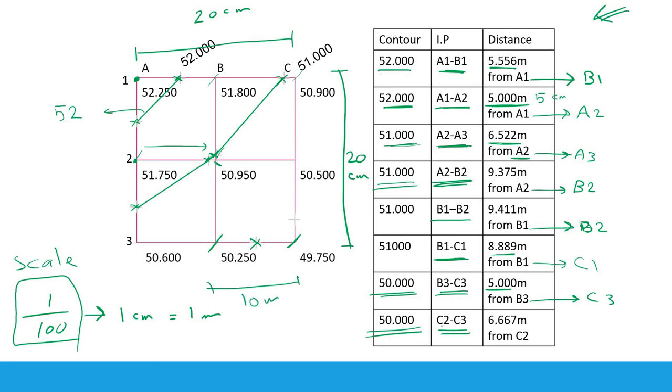And finally between C2 and C3 we need to measure 6.667 from C2 to C3, and this is the point, and we are going to join them using a line, and this is contour line of 50. Okay, by doing that we have drawn all the contour lines accurately. This is a very accurate way. As you can see, we have worked our drawing to millimeter accuracy, 3 decimals. So this is contour line of 52, this is contour line of 51, and this is contour line of 50.